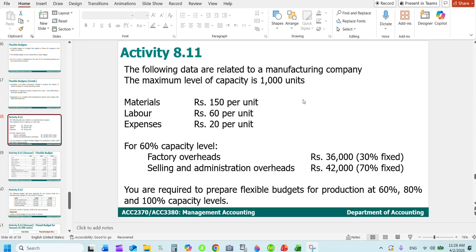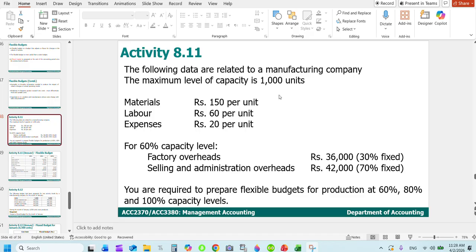So instead of preparing, let's say, for 1,000 units of output, we prepare budget numbers for different flexible quantities. For example, we can prepare budget numbers for 600 units. We can prepare budget numbers if we produce 700 units. We can prepare flexible budgets if we produce 800 units, likewise. So that you prepare budget numbers for flexible quantities, so that you can easily compare with your actual output level with the suitable flexible budgets.